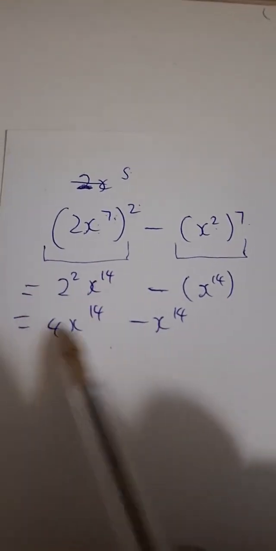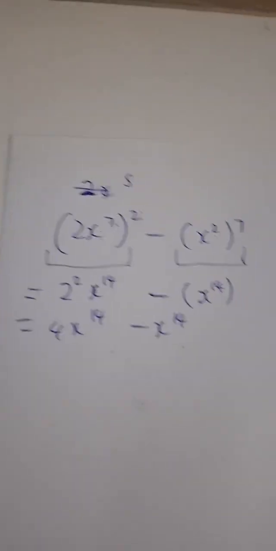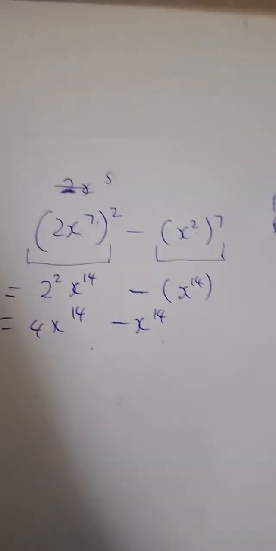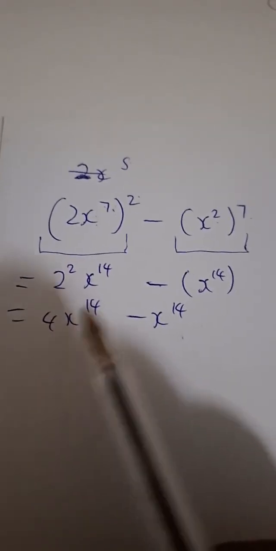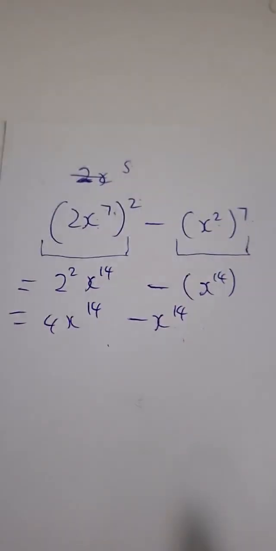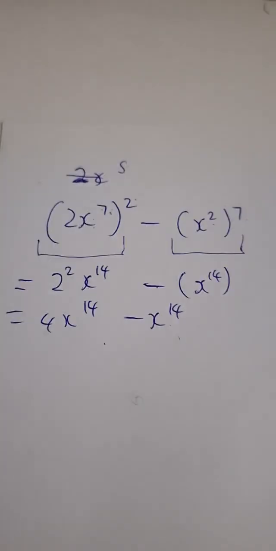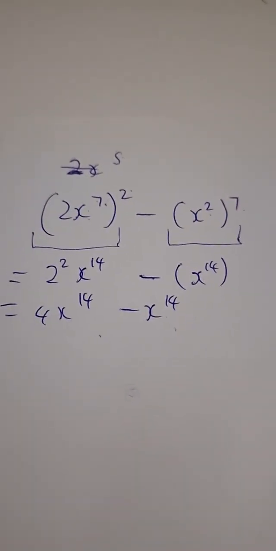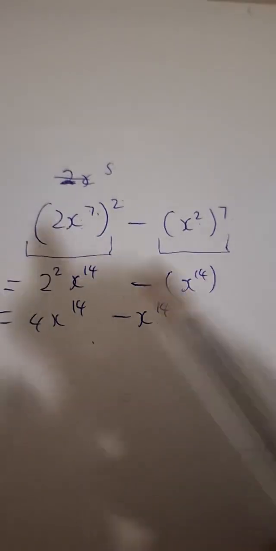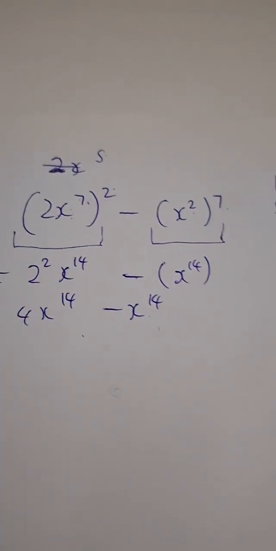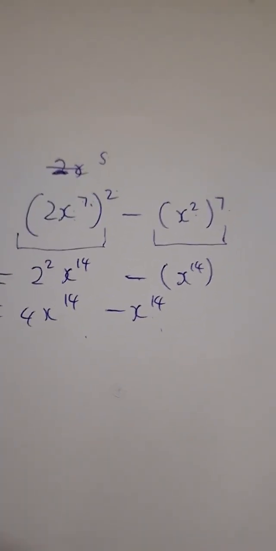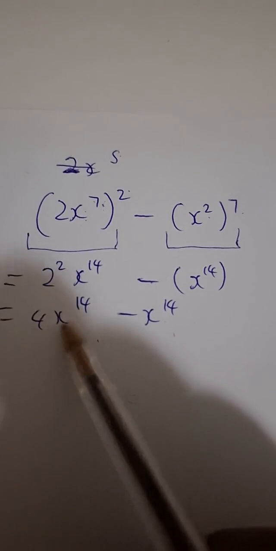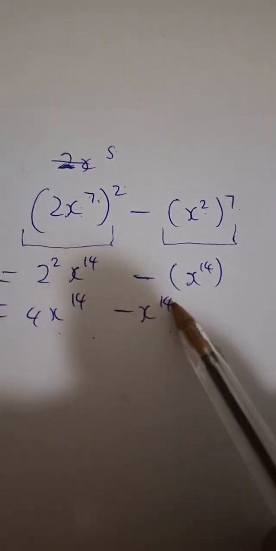Now, how many terms do we have in the expression at the moment? I hope you guys can see the number of terms we have. It's 2 terms. And are they like or unlike terms, because there is subtraction between the 2 terms? I'm sure you can see these are like terms. What makes terms like? Like terms are like because they have the same variable and the same exponent.